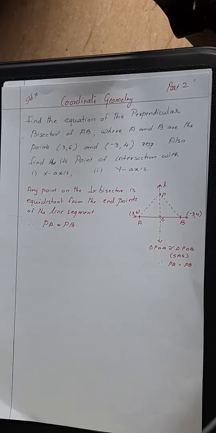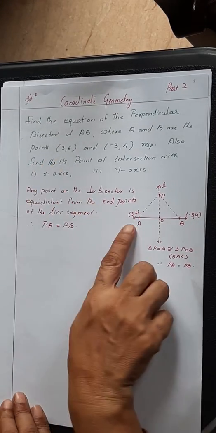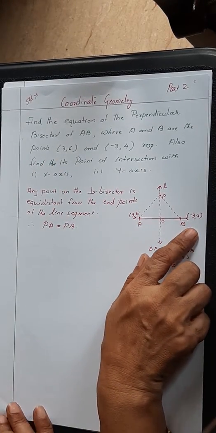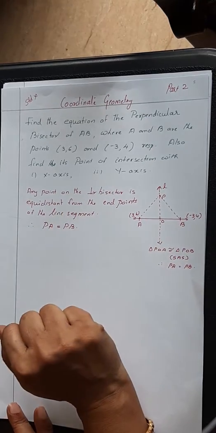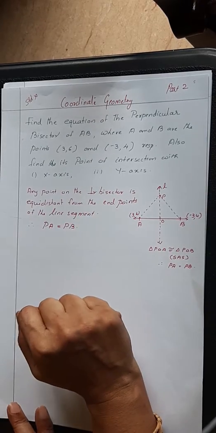Welcome back to the chapter Coordinate Geometry for Standard 10. This is part 2. Find the equation of the perpendicular bisector of AB, where A and B are the points (3, 6) and (-3, 4) respectively. Now we have to find the point of intersection with the x-axis and with the y-axis.